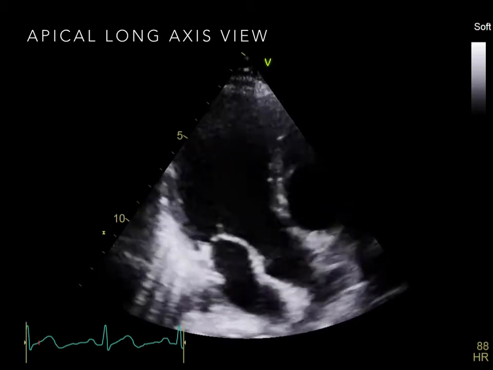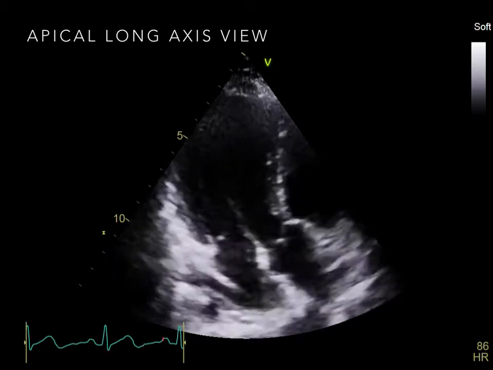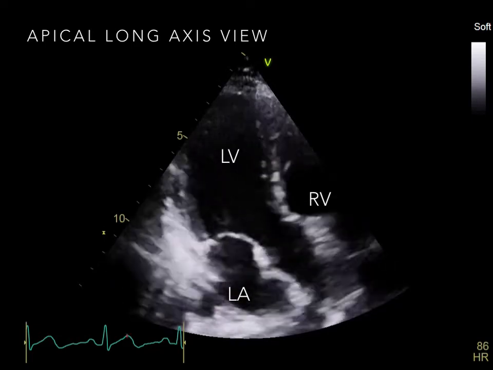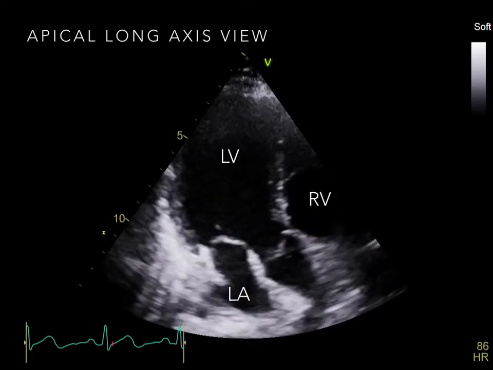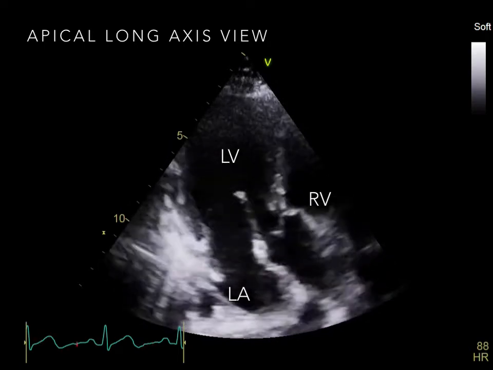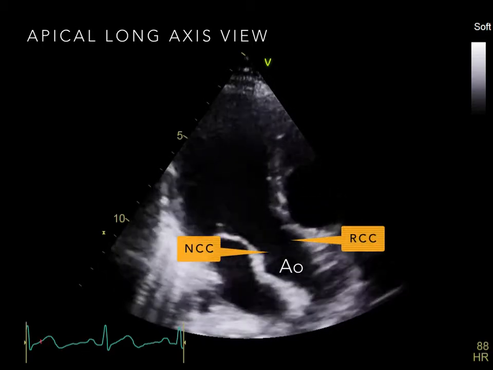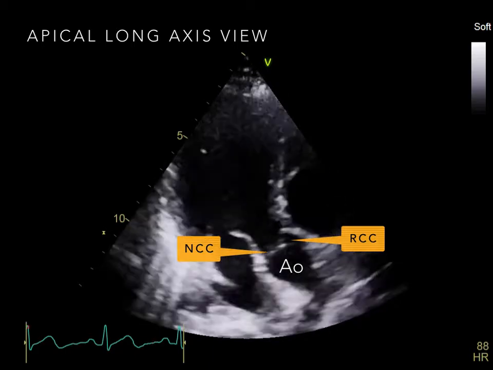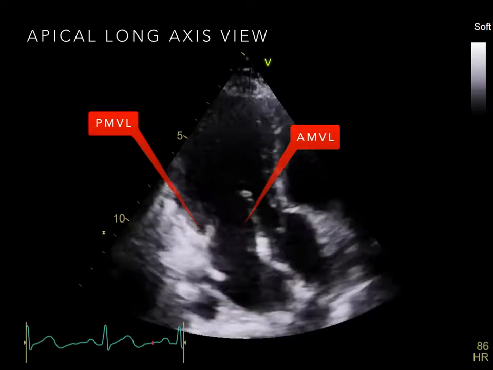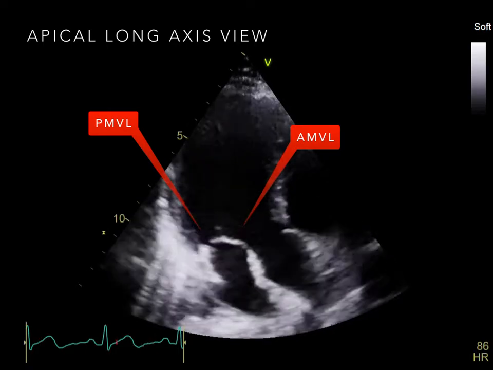Structures visualized in the apical long axis view include all those described in the parasternal long axis view of the left ventricle. The structures seen here are the right ventricular and left ventricular cavities, as well as the left atrium. The proximal ascending aorta with 2 cusps of the aortic valve is seen here. And lastly, the anterior mitral valve leaflet and the posterior mitral valve leaflet are both seen on this image.